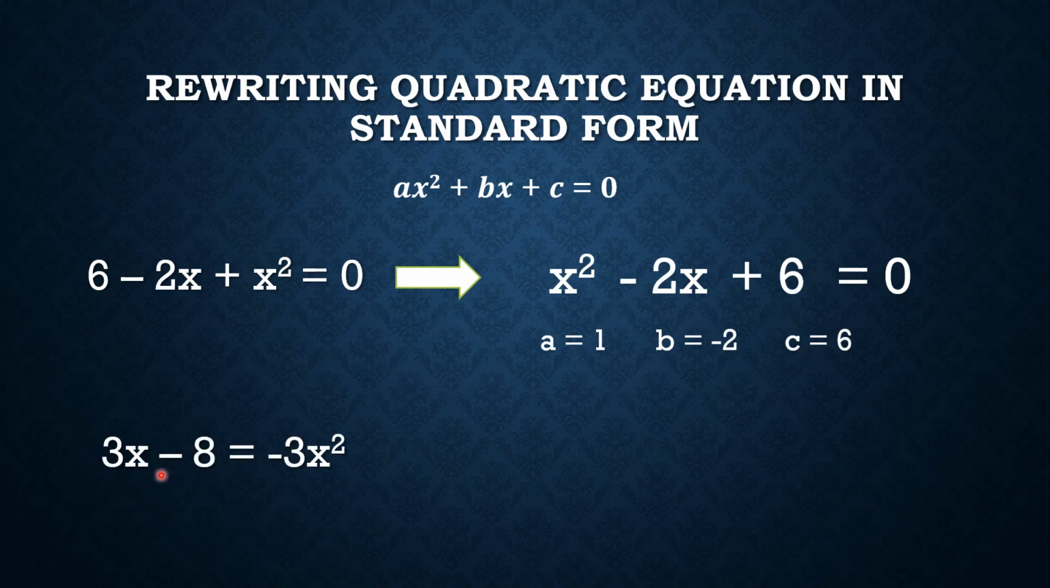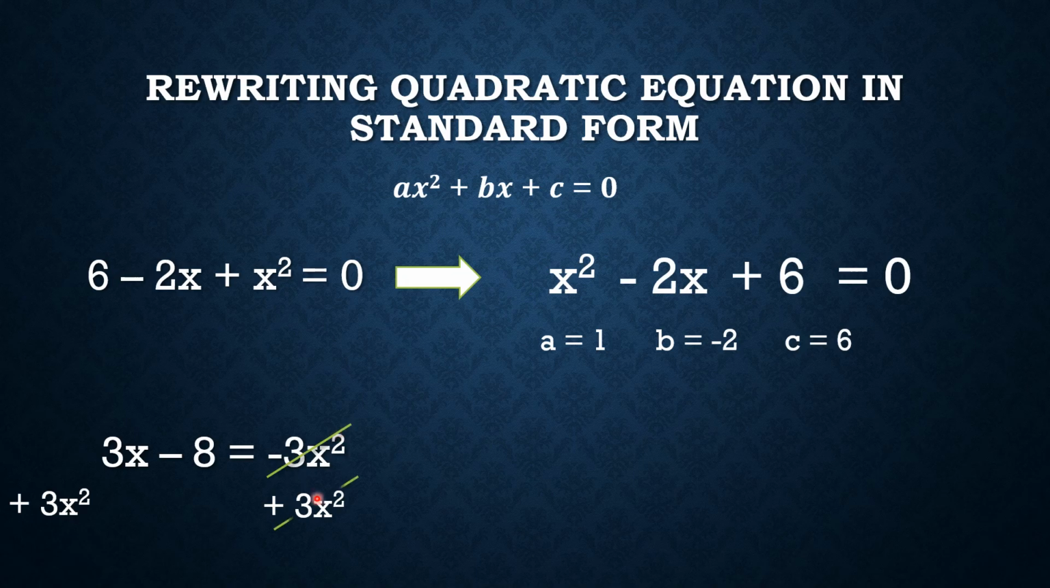Another example. Let's say 3x minus 8 is equal to negative 3x squared. Notice that here, the quadratic term, okay, wala pa dun sa unahan. Ibig sabihin, hindi pa ito naka-express into standard form. So, ang gagawin natin, we have to move the negative 3x squared, the quadratic term, to the left side of the equation. So, how do we do that? By simply applying the addition property of equality. Okay, so para ma-eliminate natin si negative 3x squared, we need to add 3x squared on both sides of the equation. So, add 3x squared here, and then mag-add din tayo sa kabilang side.